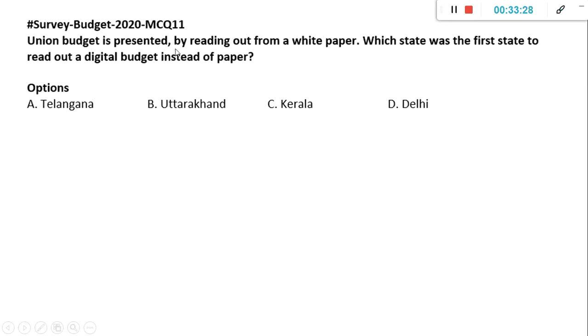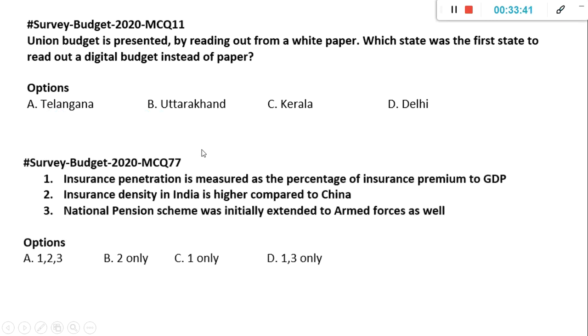Union budget is presented by reading out from a white paper. Which state was the first state to read out from a digital budget instead of paper? This is actually a 1-year-old current affair. Answer is Uttarakhand. They were the ones who started the digital budget to save paper. There are many other governments already doing e-paper and paperless and all these things, but they were the first one to do the budget.